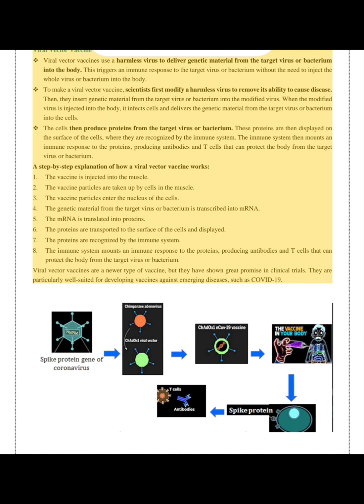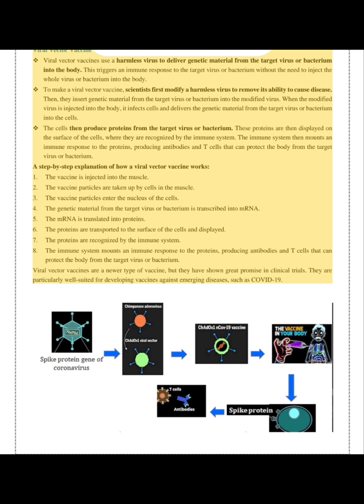1. The vaccine is injected into the muscle. 2. The vaccine particles are taken up by cells in the muscle. 3. The vaccine particles enter the nucleus of the cells. 4. The genetic material from the target virus or bacterium is transcribed into mRNA. 5. The mRNA is translated into proteins. 6. The proteins are transported to the surface of the cells and displayed. 7. The proteins are recognized by the immune system. 8. The immune system mounts an immune response to the proteins, producing antibodies and T cells that can protect the body from the target virus or bacterium.